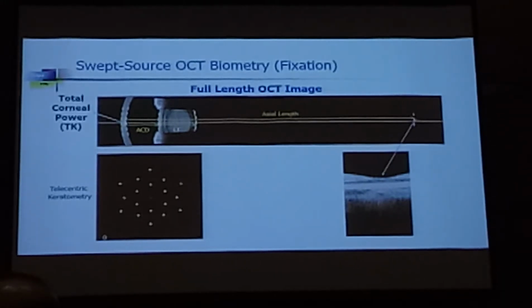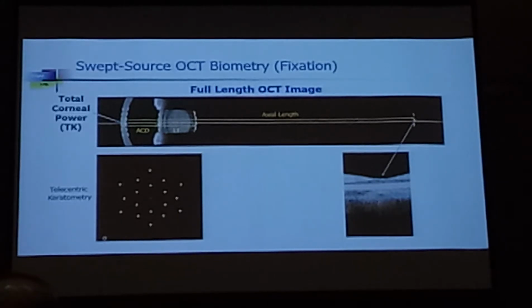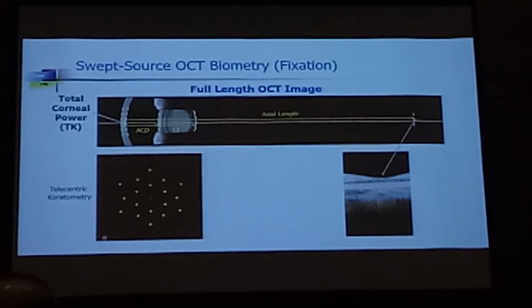If you see a fovea peak, then for sure you know this patient is fixating. Sometimes you may not be able to get a very clear picture of the fovea peak, but it should at least resemble the fovea peak. If you get that, you know the patient is fixating, and that is the axial length you want.